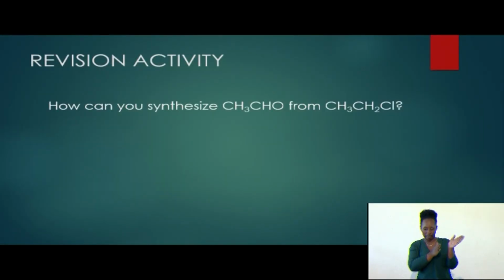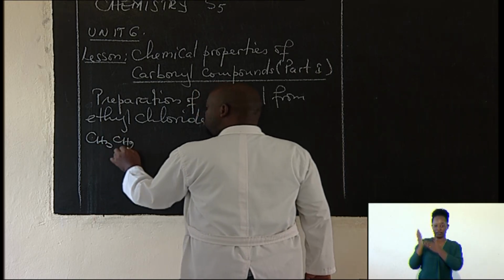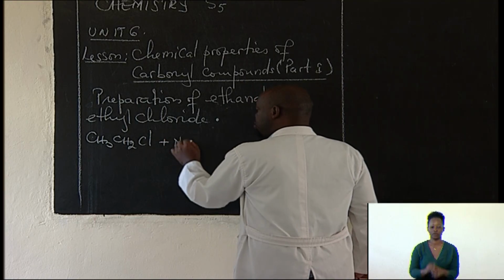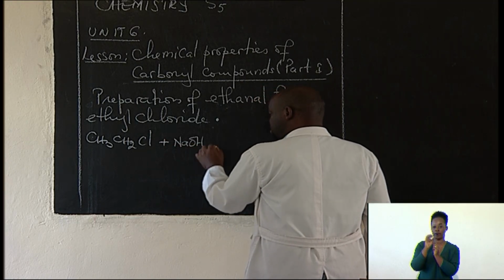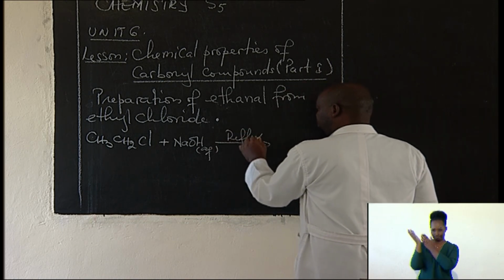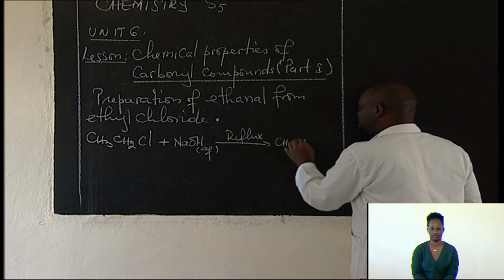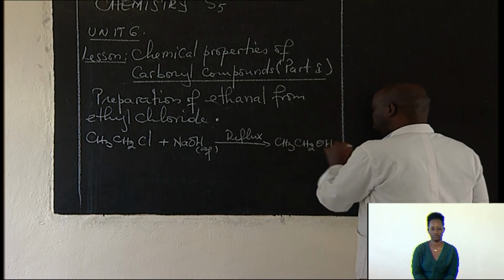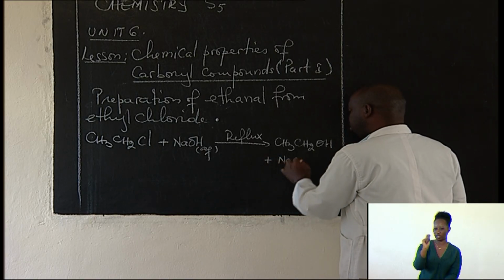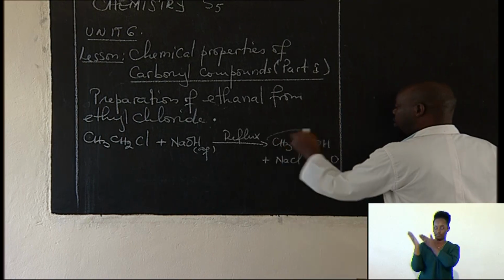Yes, there is. So we have CH3CH2Cl, which can react with sodium hydroxide dissolved in water, and you reflux to produce an alcohol. The alcohol produced will be CH3CH2OH. This is ethanol plus sodium chloride and H2O. Now we have the alcohol.